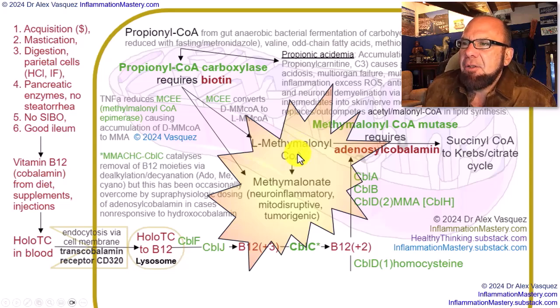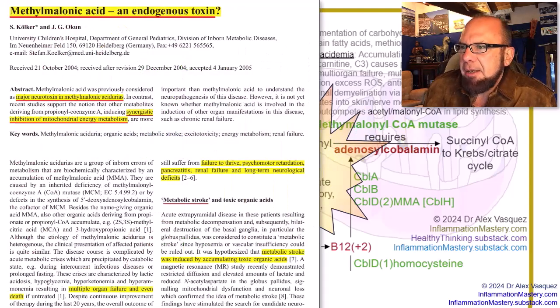L-methylmalonyl-CoA has to get converted by this enzyme, methylmalonyl-CoA mutase, which requires vitamin B12 in the form of adenosylcobalamin. We have to get rid of this metabolite with this enzyme, otherwise it's going to accumulate into something called methylmalonic acid. For many years, we considered methylmalonic acid to be inactive, but we now know that it is neuroinflammatory, that it causes mitochondrial dysfunction, and that it also promotes tumor growth.